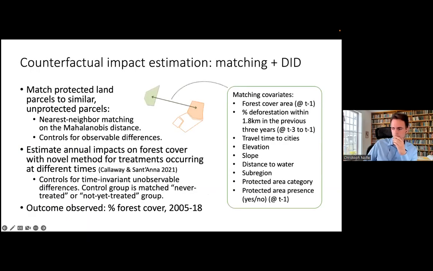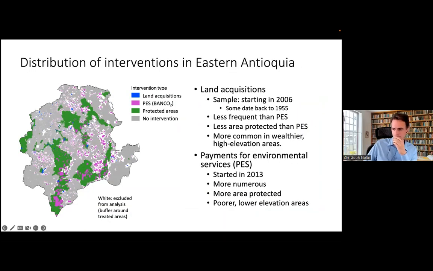And I forgot to mention also, you can see that a lot of these interventions are overlapping with protected areas. And that's something that we actually control for in this study rather than trying to understand the impacts of the protected areas separately.